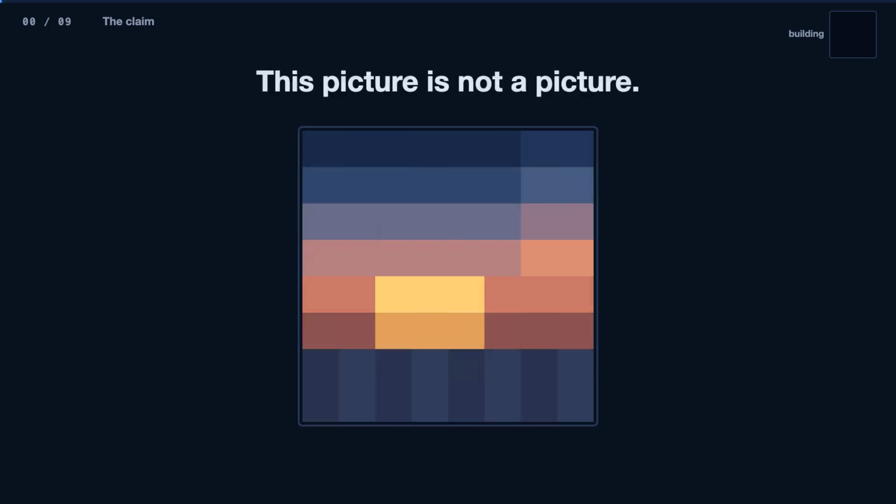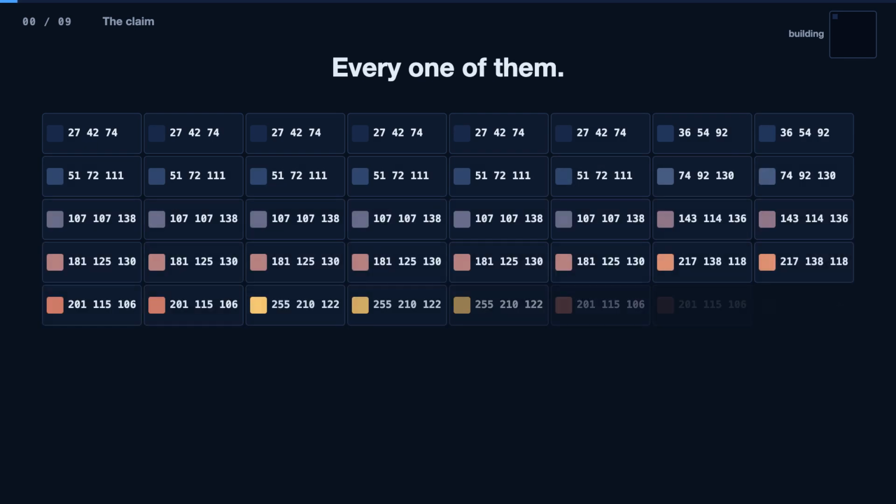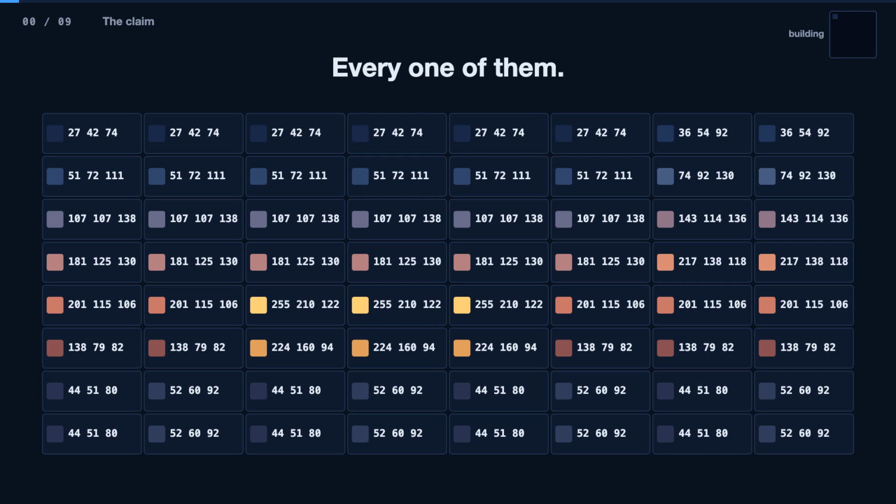This is a picture, 8 pixels wide, 8 tall, but to the machine showing it to you, it is not a picture at all. It is 192 numbers. No shapes, no colors, no sunrise, just numbers. Here they are, 3 for every pixel. Right now, they probably mean nothing to you.